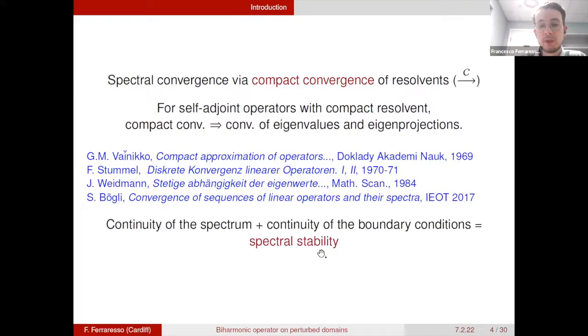I was talking about spectral stability. For me, spectral stability means that apart from the continuity of the spectrum, I also have the continuity of the boundary conditions. What I mean is, imagine you have the same operator on a sequence of domains omega epsilon that are converging to a limiting domain omega, with the same boundary condition for every epsilon. You would like to know whether this boundary condition is preserved in the limit. I would say there is spectral stability if that's the case.